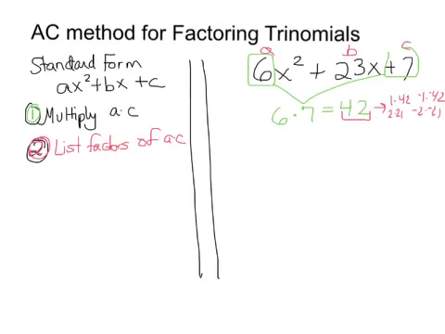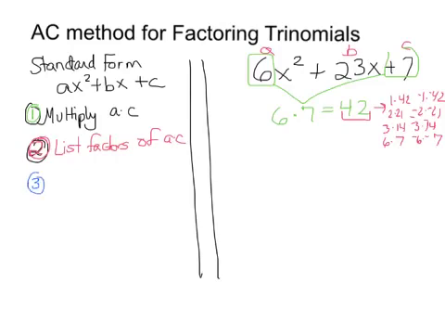I could have 3 times 14, or negative 3 times negative 14. I could have, so that's divisible by 4, 5, and then I could have 6 times 7, or negative 6 times negative 7. Okay.